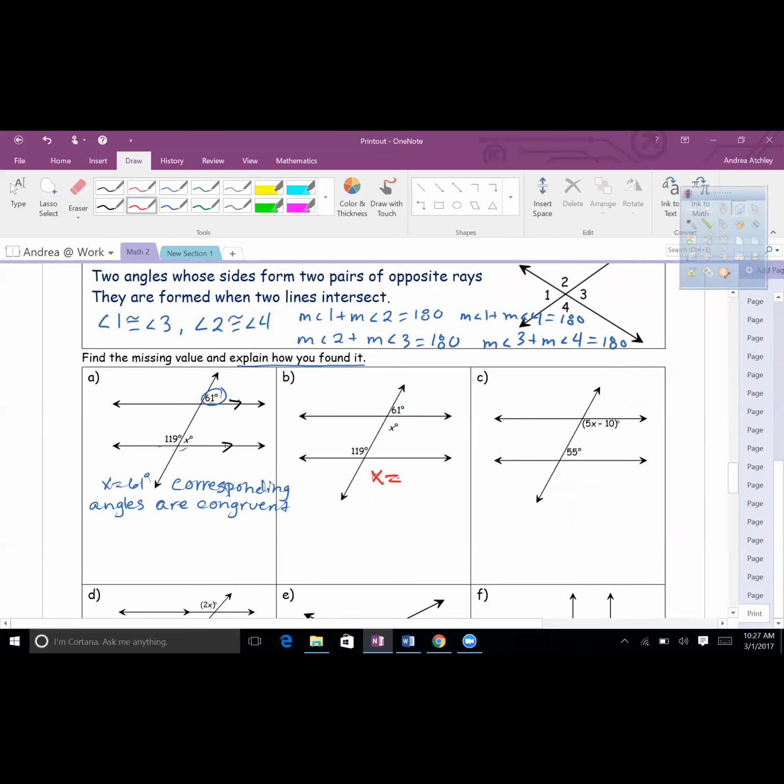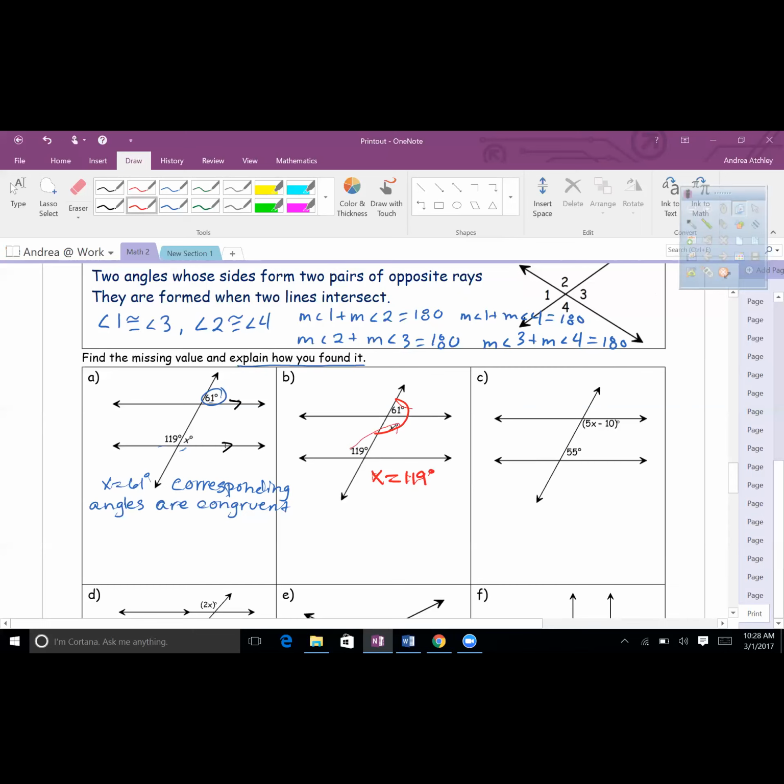I think it's 119 because 61 plus x would equal 180. Right, those are a linear pair. So you can subtract them and get 119 degrees.